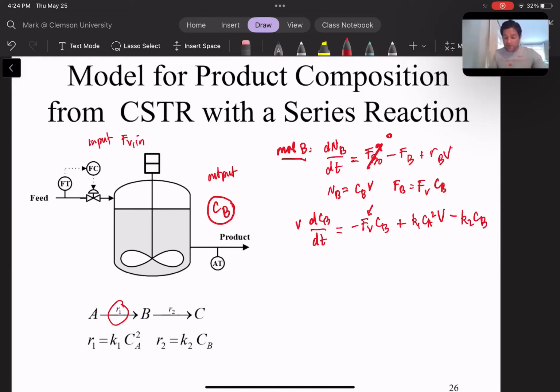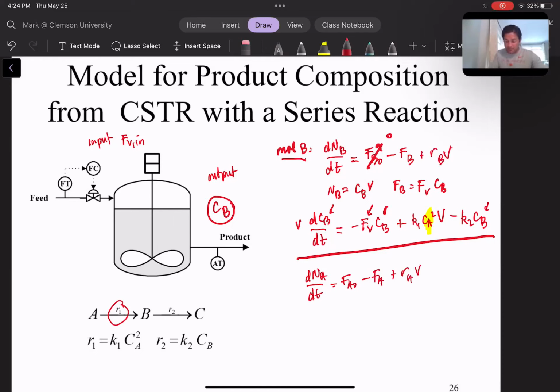Okay, so if we look at our model equation now, we have our input, we have our output term CB, our inputs, our variables, but now we have this other term CA that can change as a function of time too. So other than our input and our output, we now need a model equation for our species A. So let's just write the mole balance on species A, similar to before. So dNA/dt equals FA0 minus FA plus RAV.